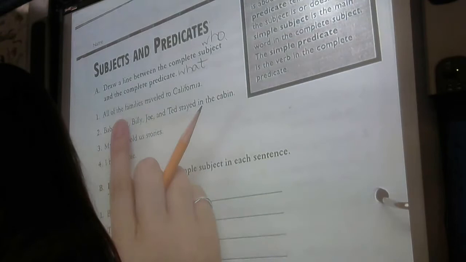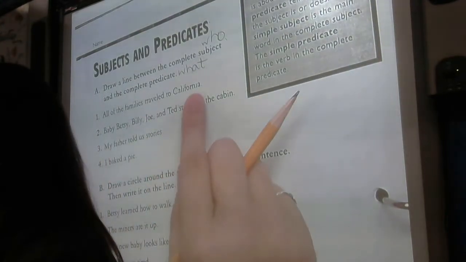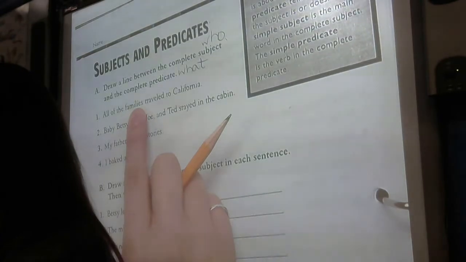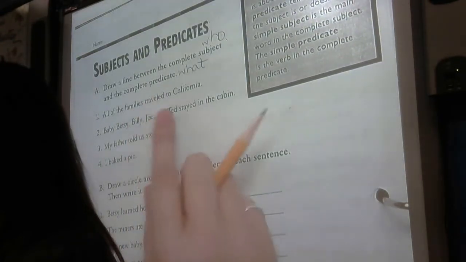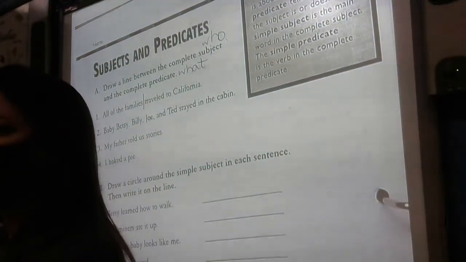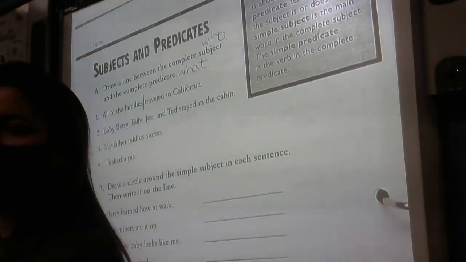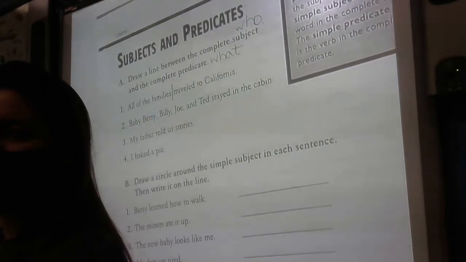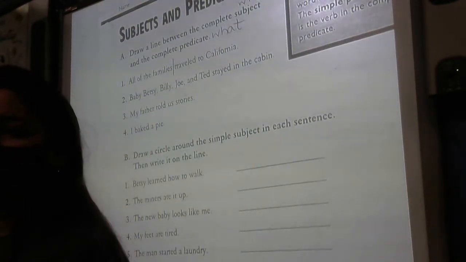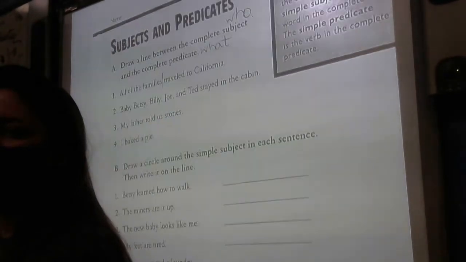All of the families traveled to California. Who? Families. What did they do? Traveled. So between those two, I'm going to put my fence post. So my fence post is between the subject and the predicate. What are we doing? And the subject is who? The predicate is what?